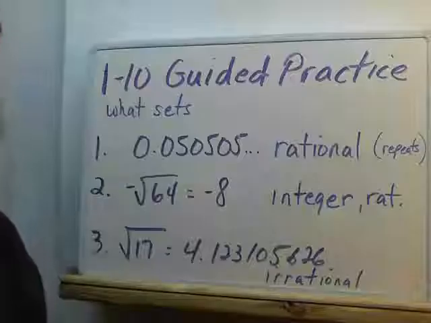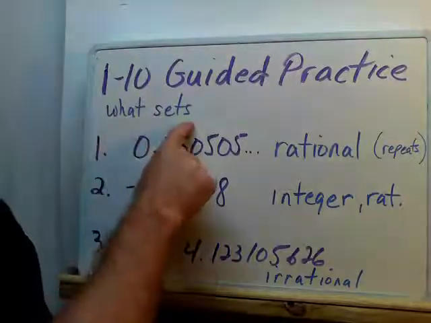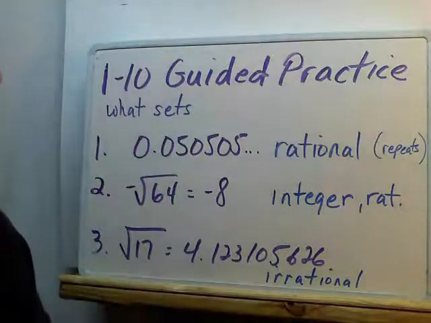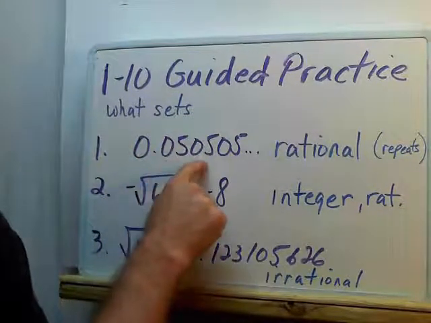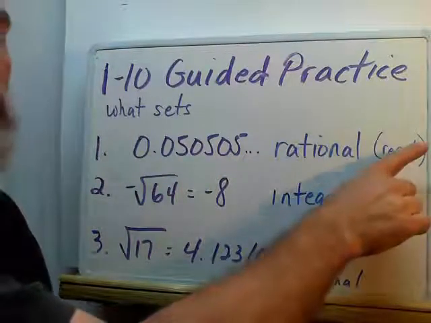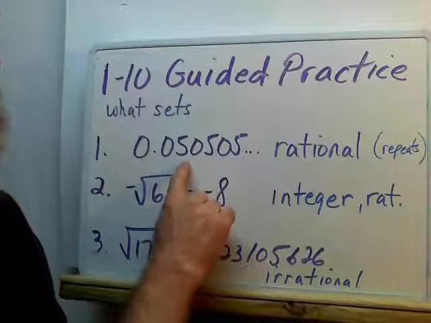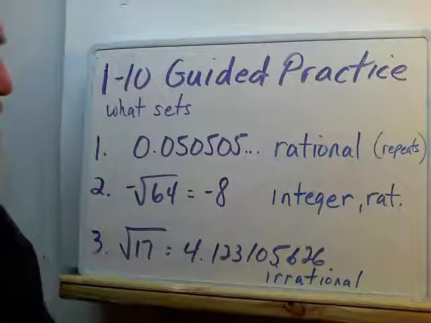Here are your solutions to Lesson 10, Chapter 1, Guided Practice. First, we're asked, what number sets do each of these real numbers belong to? First problem is 0.050505, and it's obviously repeating. So because it is repeating, we could write it as a fraction, and that would be rational.